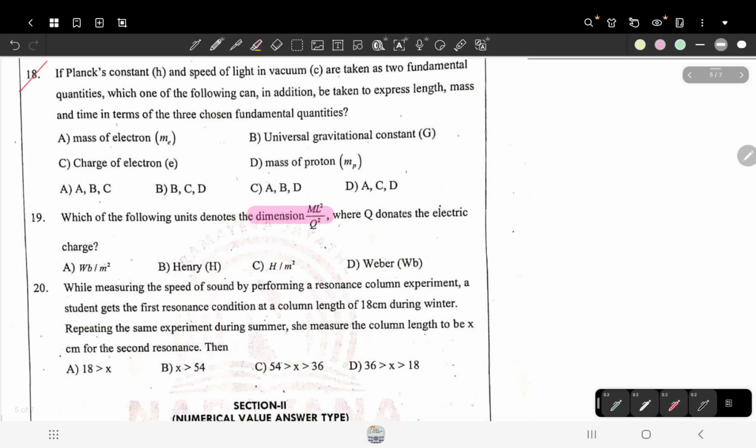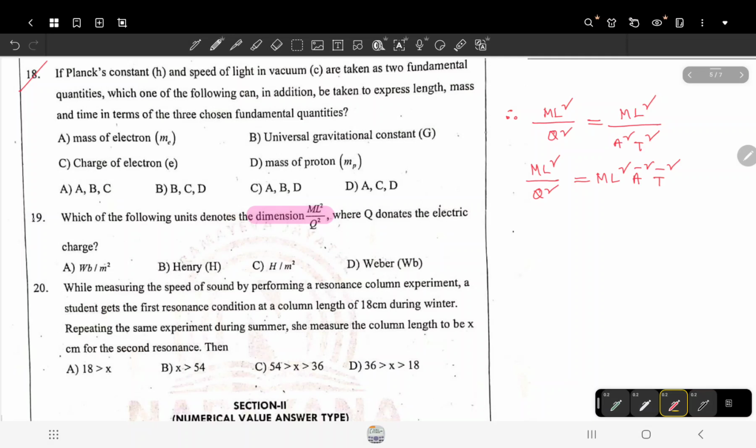That is given: ML square by Q square. ML square are dimensions, and Q square can be written as A square T square. Therefore ML square by Q square can be written as M L square A power minus 2 T power minus 2. That was ML square by Q square, and we have to cross-check which of these options has the same units as this one.